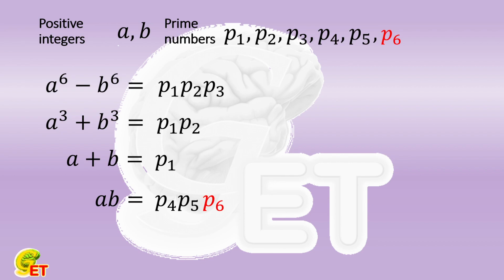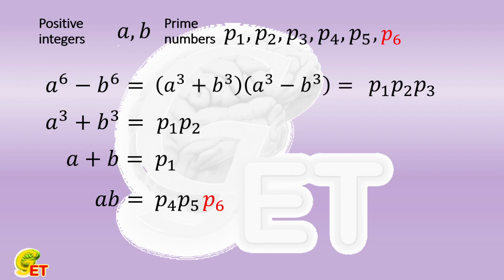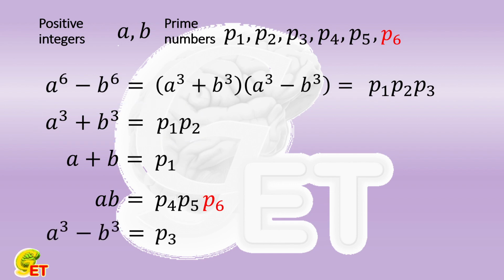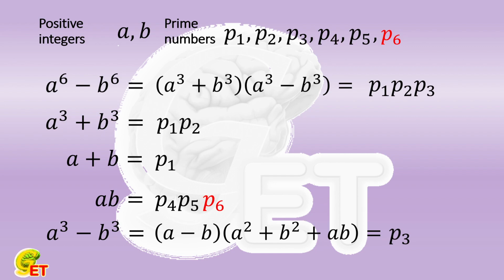First, let's briefly review the train of thought we had yesterday. We use the difference of two squares formula to write the 6th power of a minus the 6th power of b as the cube of a plus the cube of b, times the cube of a minus the cube of b. The cube of a plus the cube of b equals p1 times p2, then p3 must equal the cube of a minus the cube of b. The cube of a minus the cube of b can be further factored by using the difference of two cubes formula. Because p3 is a prime number, and the square of a plus the square of b plus a times b is obviously bigger than 1, a minus b must be equal to 1.